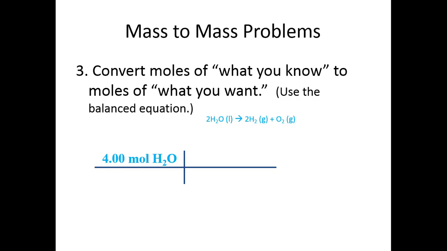We know we need to cancel the water, so we look at our equation. There's a 2 in front of the water in the equation. So 2 moles of water. And then refer to our question. What are we trying to find? Oxygen. Look at the equation. There's 1 mole of oxygen in the equation. Moles of water will cancel. We need to divide. Check your sig figs. And you get 2.00 moles of oxygen produced.